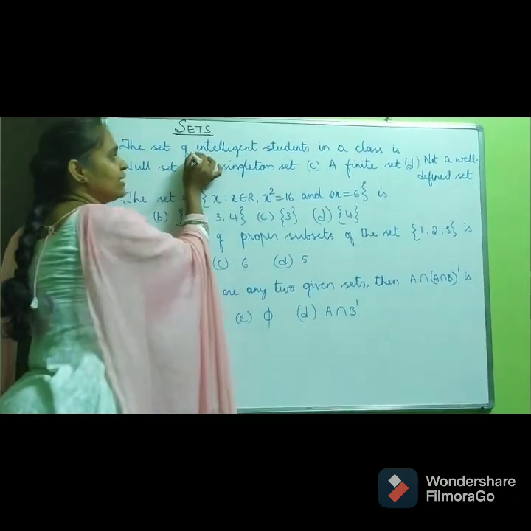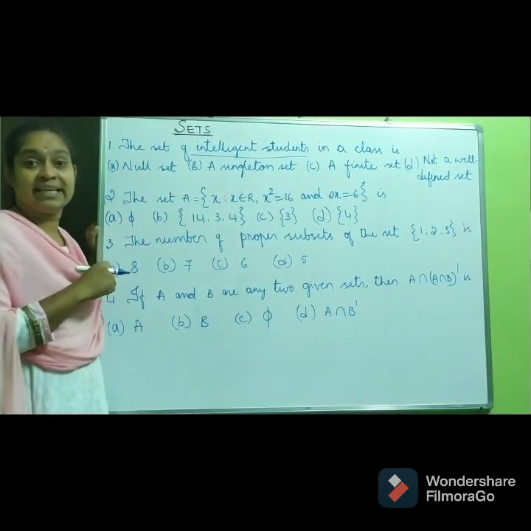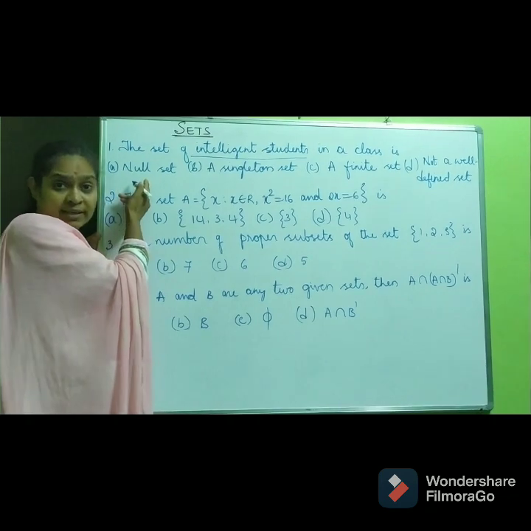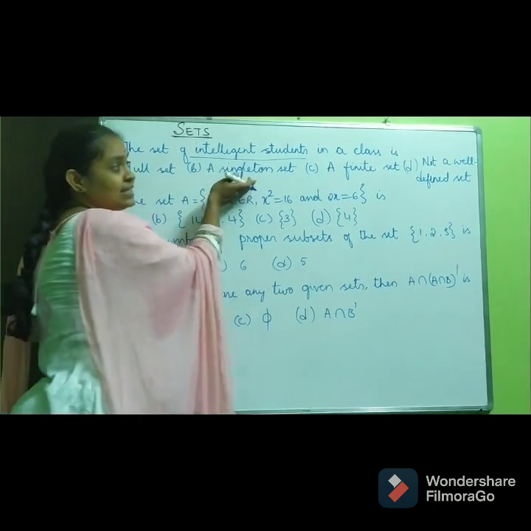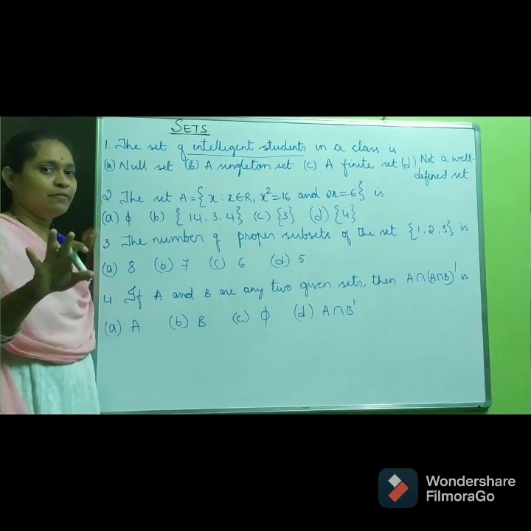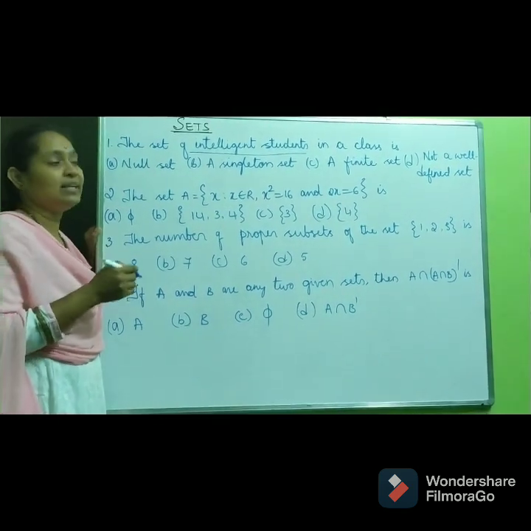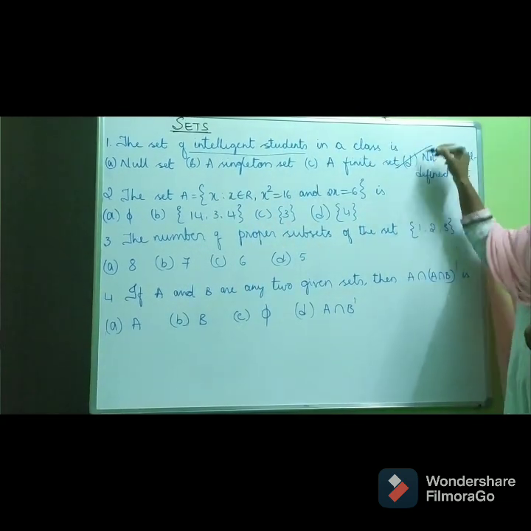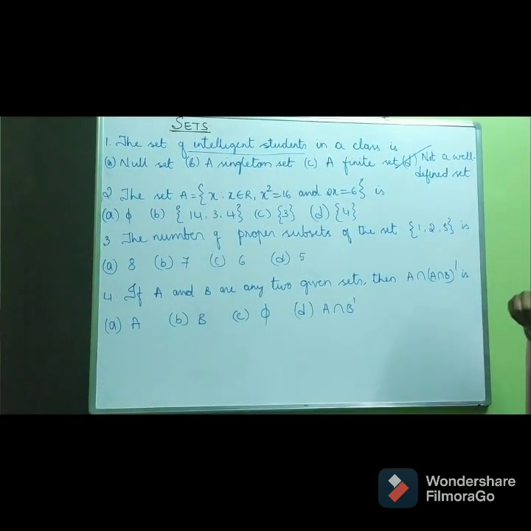The set of intelligent students in a class is. And options are null set, a singleton set, finite set, not a well-defined set. Now you come to know what we mean by well-defined. Therefore, for this, the answer is not a well-defined set.